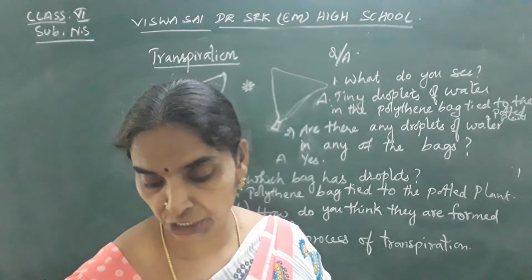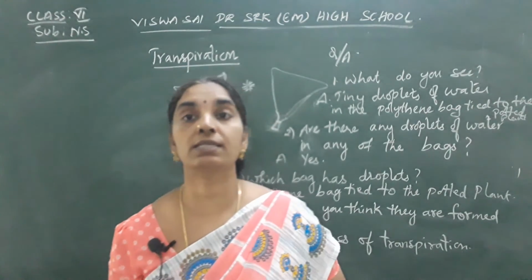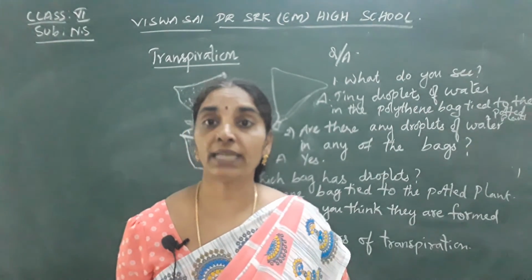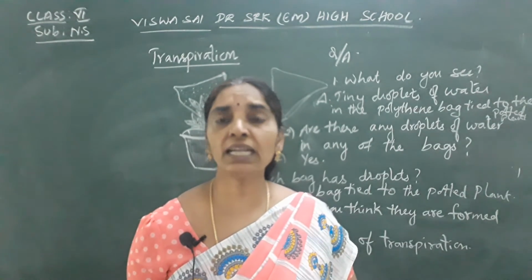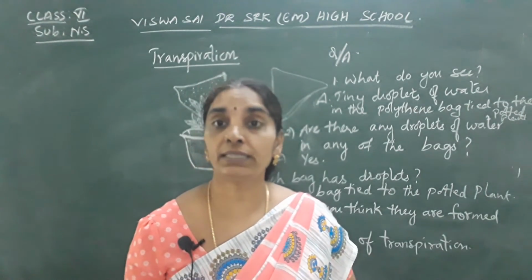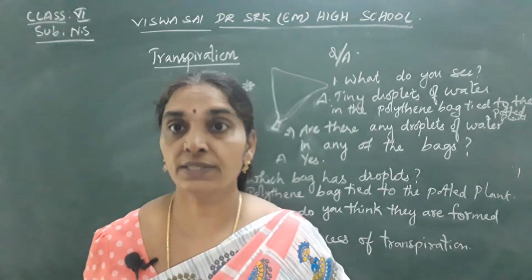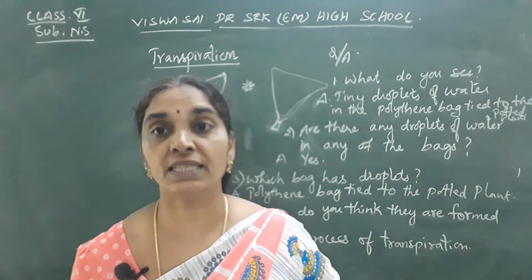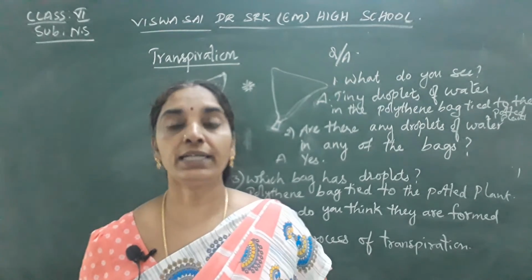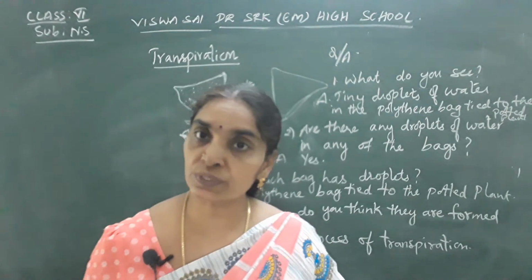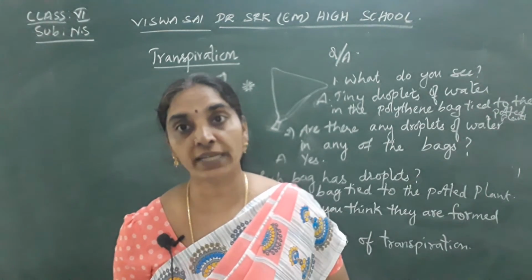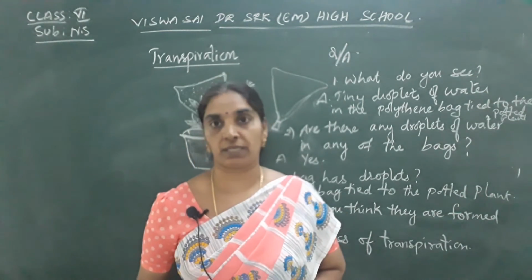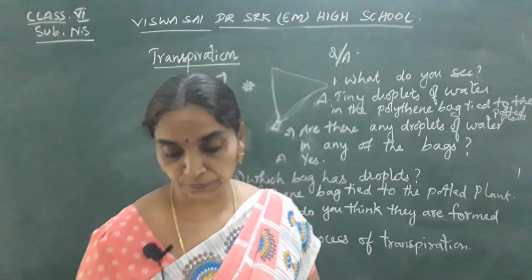Next, what is the relation between the type of the root system and venation? So the type of the root system and venation are related as such. If the type of the root system is taproot system, then the type of venation is reticulate venation. If the type of the root system is fibrous root system, then the type of the venation is parallel venation. So that is the answer for that question.